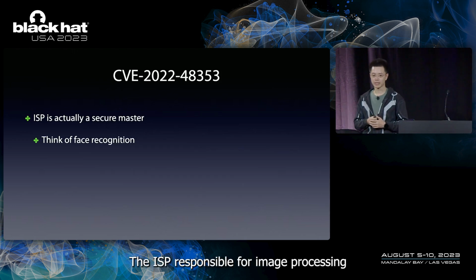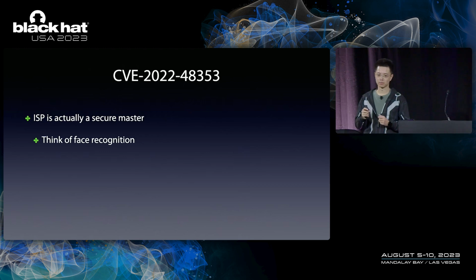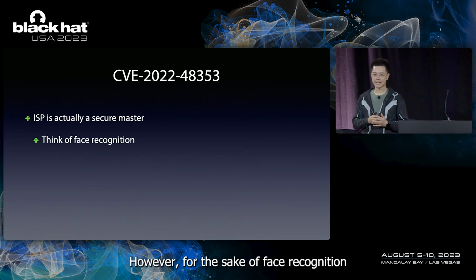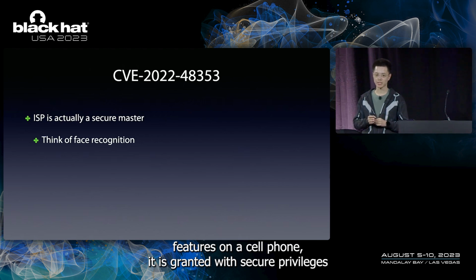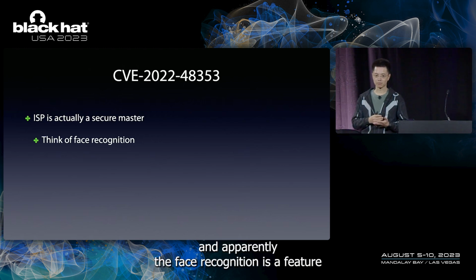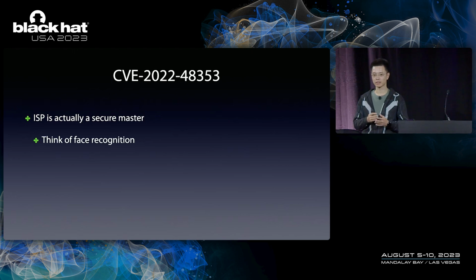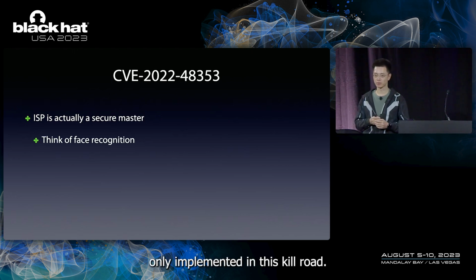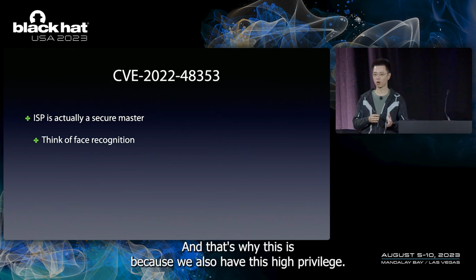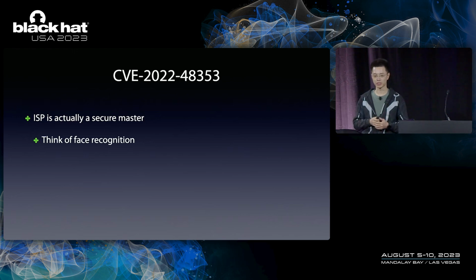The ISP responsible for image processing in the camera may not initially seem like a secure master. However, for the sake of face recognition features on the cell phone, it is granted secure privileges. Apparently, face recognition is a feature that can only be implemented in the secure world. And that's why this ISP core also has this high privilege.